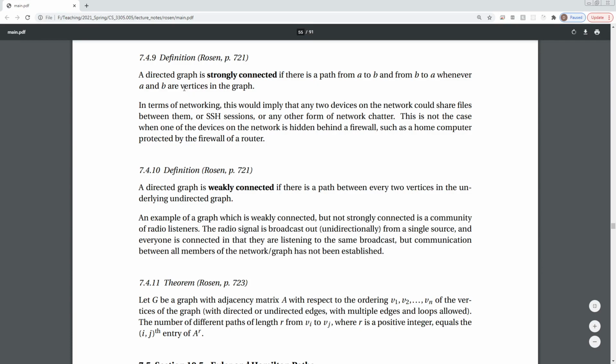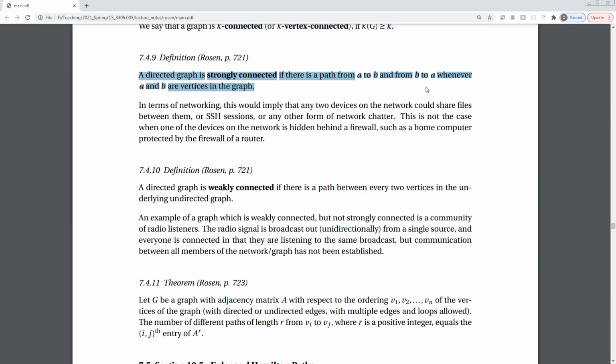Okay, so then a directed graph is strongly connected if there's a path from A to B and from B to A whenever A and B are vertices in the graph. So in an undirected graph, this is always true. If you can get from A to B, then you can get from B to A by just reversing direction.